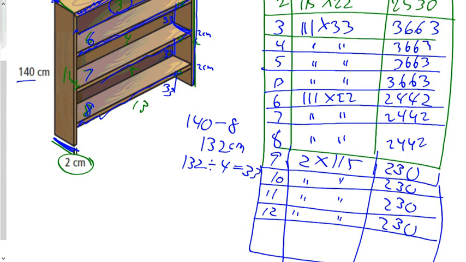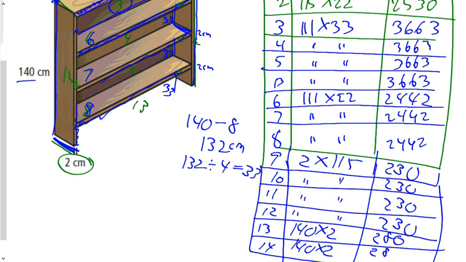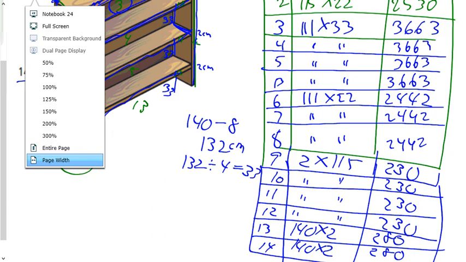And then the only other ones we have to do is this one here, all the way up, and this one here. So 13 and 14, which would be 140 centimeters tall by 2 centimeters wide. So it's going to be 140 by 2, which is 280, and 140 times 2, which is 280. Wow, that's a lot of work. Let's go full page here so we can see it all.